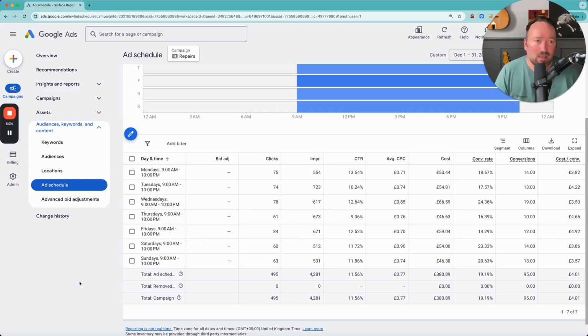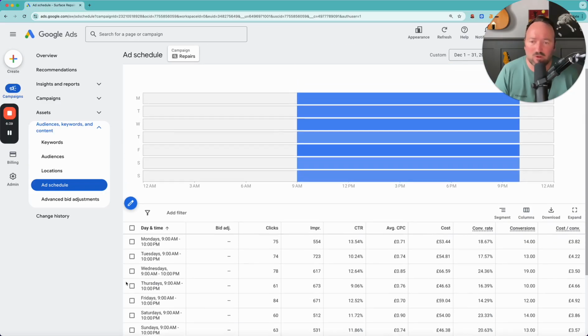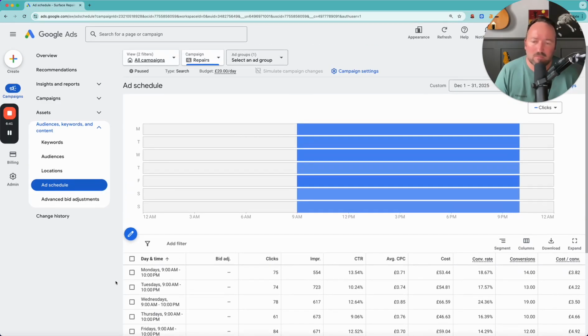Anyway, thought you'd enjoy seeing that. Definitely use it. It's a really good little tool. Does it hurt a campaign to pause it for days or weekends? Not in my experience. I think it's fine. I've had campaigns running where we've paused it at weekends, and it just picks up every Monday, and it's fine.